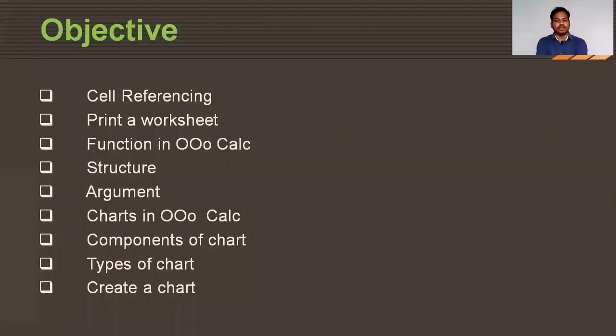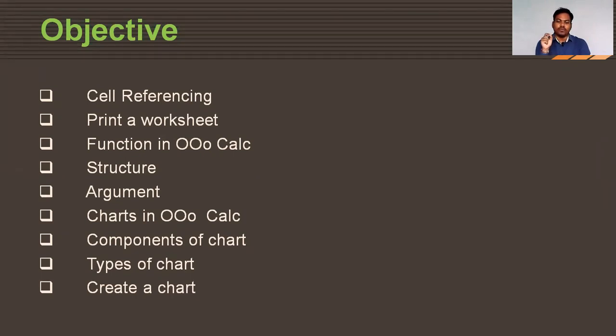This is part 6. So what is the objective of today? We will learn self-referencing. What is self-referencing? When we apply formulas and functions, we use content from different cells, right? So how will we reference those cells? How will we access the content from those cells? That is what we call self-referencing. Then printing a worksheet after completion of a record. We want to take a printout of it, so we will see how to take it.